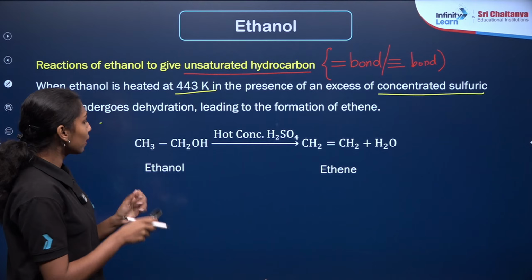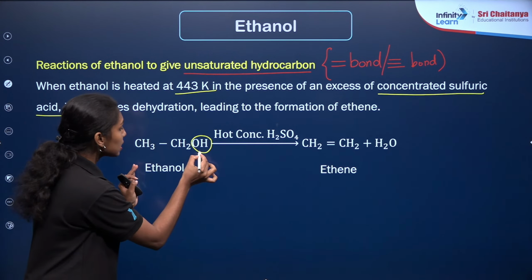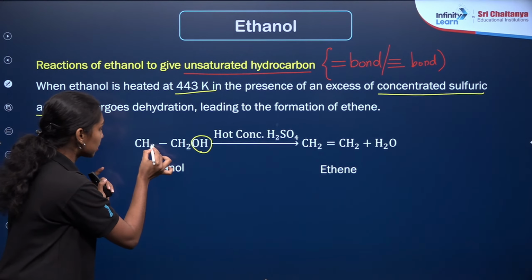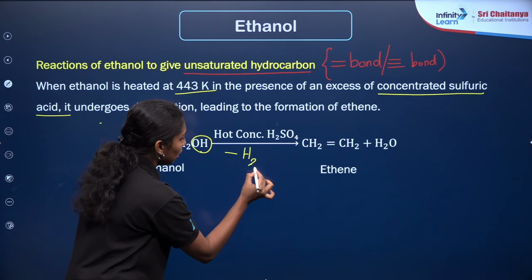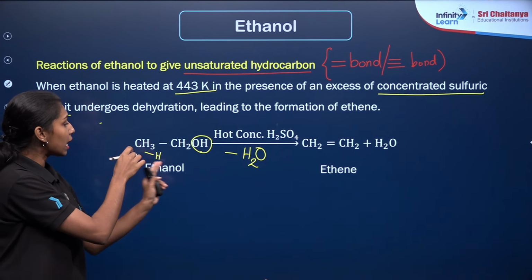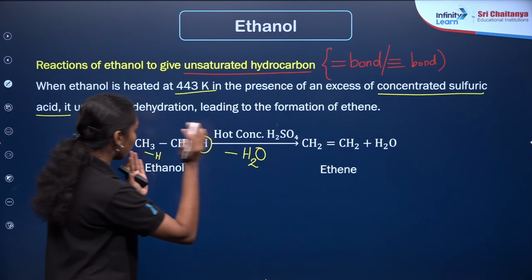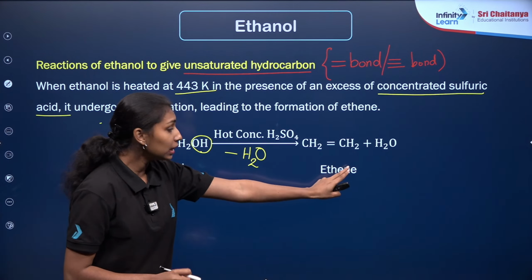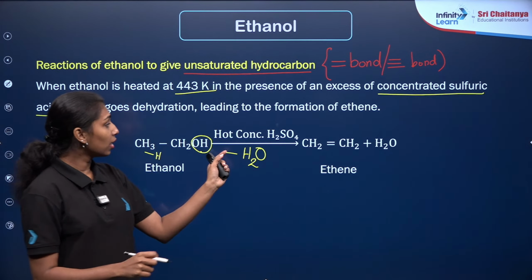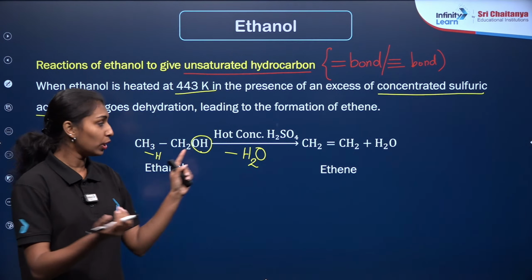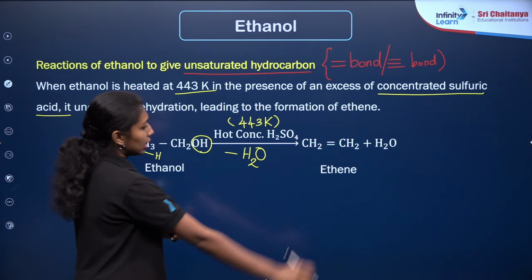Removal of water. So what you are observing here, there is an OH group in the ethanol molecule. This OH group as well as one of the hydrogens from the CH3 will combine together to form a water molecule, right? So this bond will form a double bond here, which means we can produce ethene, our double bonded carbon compound. This is an unsaturated hydrocarbon. So we can produce ethene from ethanol by treating it with hot concentrated H₂SO₄ at 443 Kelvin. Is that clear?